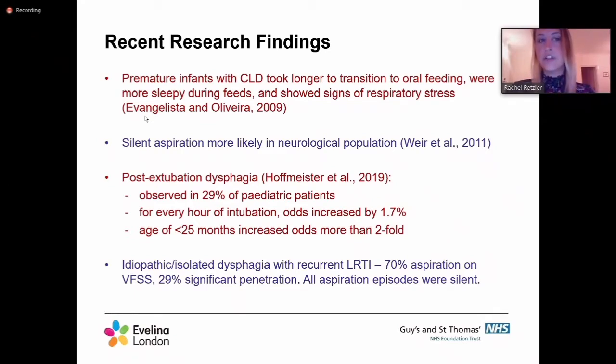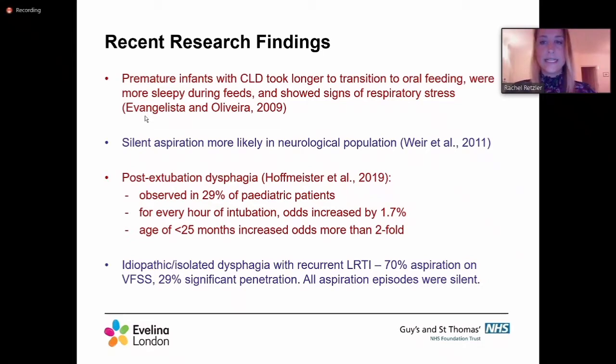Another study in 2011 showed that silent aspiration was more likely in a neurological population. And another study noted that post-intubation dysphagia was observed in 29% of pediatric patients. For every hour of intubation, odds increased by 1.7%, and age over 25 months increased odds more than twofold.